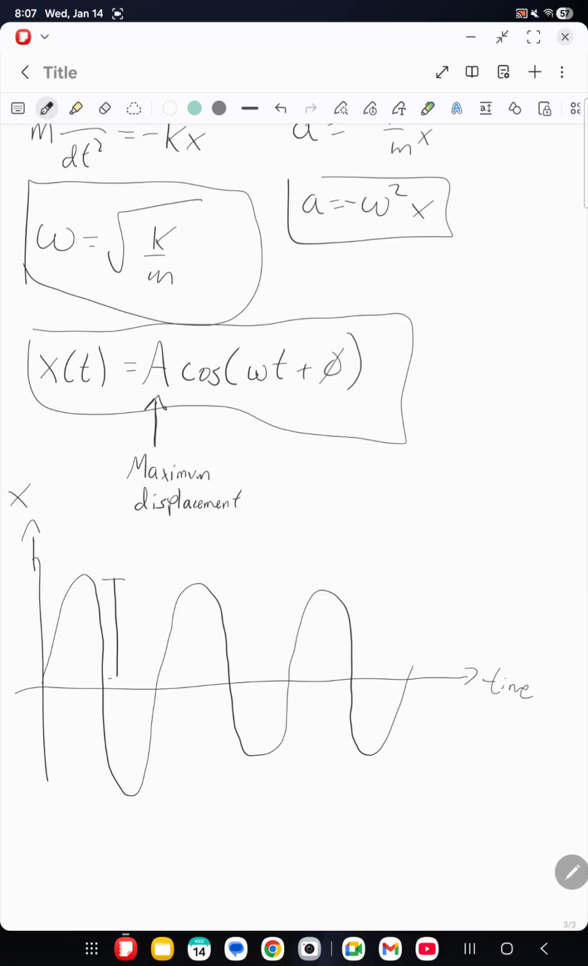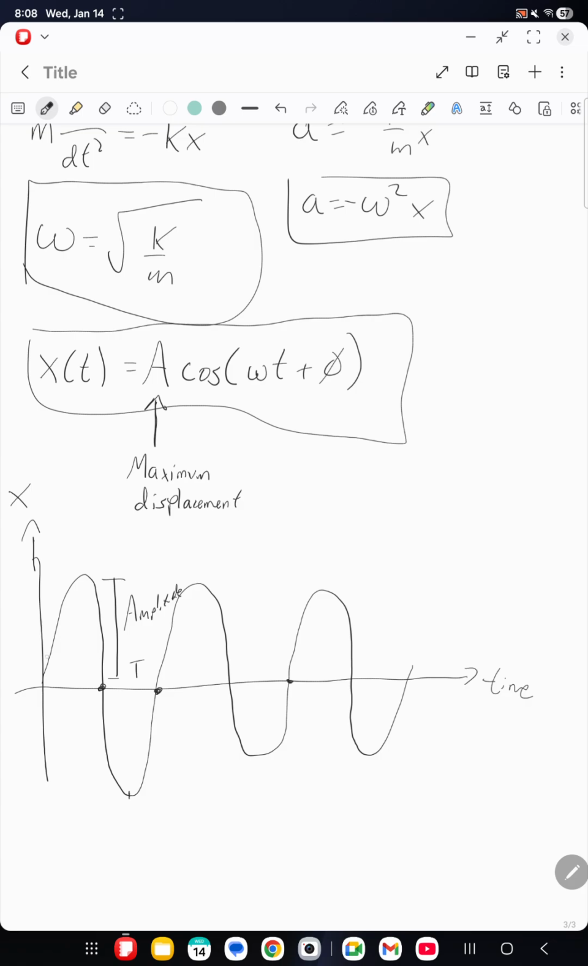This will be the amplitude, and of course you'll have periods. Here we will have T over 2, and then you'll have here T over 3 and T over 4, and the T will be the period, which is the time it takes to do one cycle.